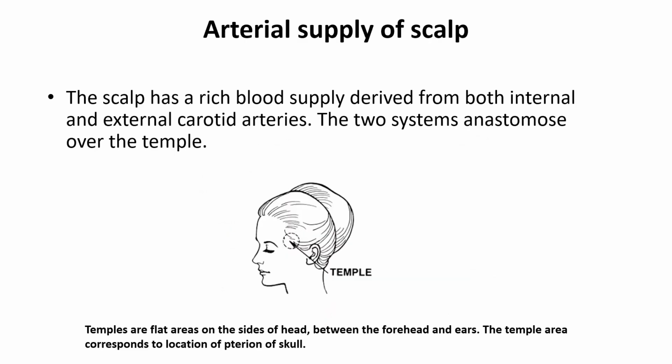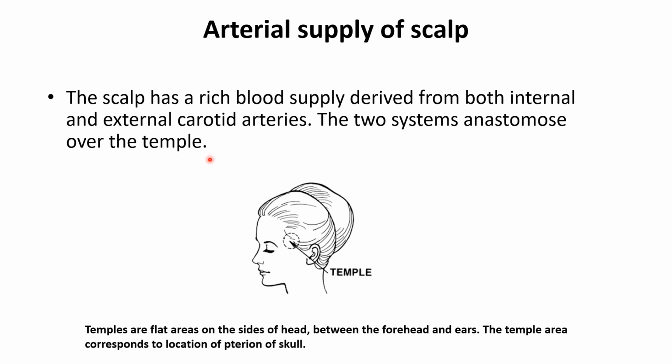Now we come to arterial supply of scalp. Before describing the arterial supply, I must mention that the scalp has a rich blood supply derived from both internal and external carotid arteries. These two arterial systems anastomose over the temple.